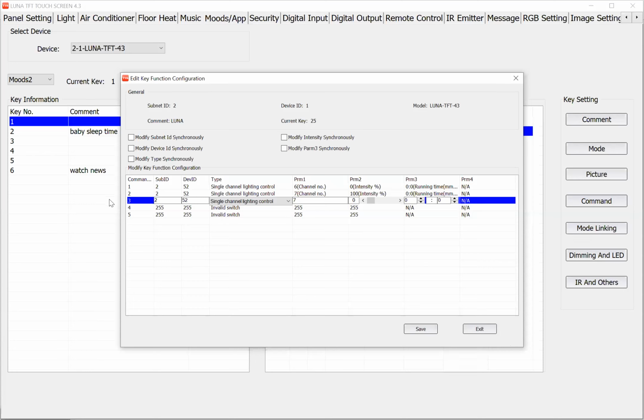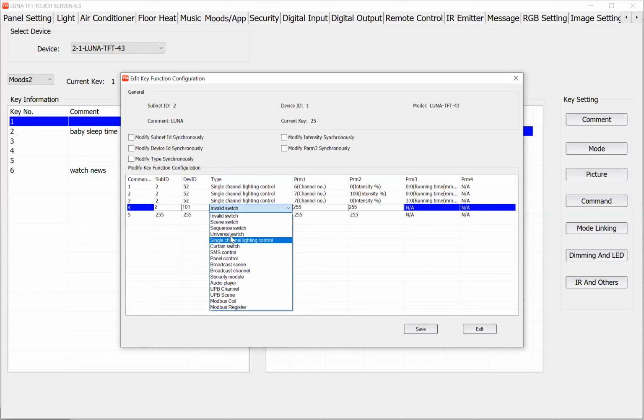Okay, here I said the baby sleep time. I programmed, for example, turn off the halogen, then turn on the hidden light, and then turn off the hidden light after 3 minutes. And here I programmed turn on one flag of my health sensor. For example, 223. Okay.